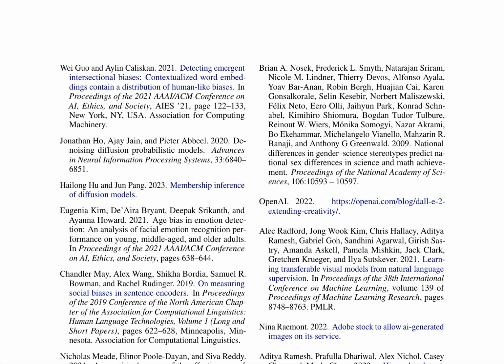Here is a combined summary of pages 11 and 12 of the research paper. This paper surveys various studies on bias and fairness in artificial intelligence, particularly in language models and image generation. The authors draw on previous research to highlight the importance of addressing bias in AI systems, citing works such as Nosek et al. 2002, and Kaliskin et al. 2021, that demonstrate the presence of human-like biases in contextualized word embeddings.